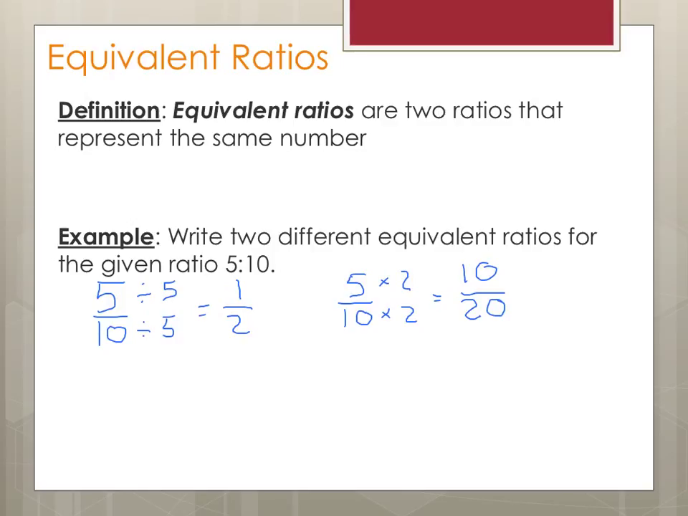And we could write several different ratios equivalent to this by multiplying by common factors. If we multiplied by 3, we get 15 to 30, which is also equivalent. 4 would be 20 to 40, also represents 1/2. So there are many different ways. There's an infinite number of ways to write the same ratio with an equivalent ratio.